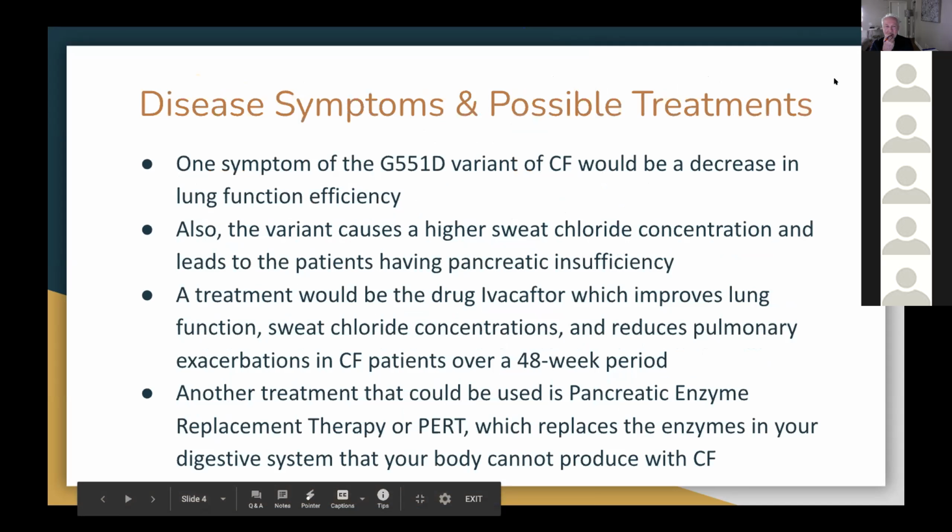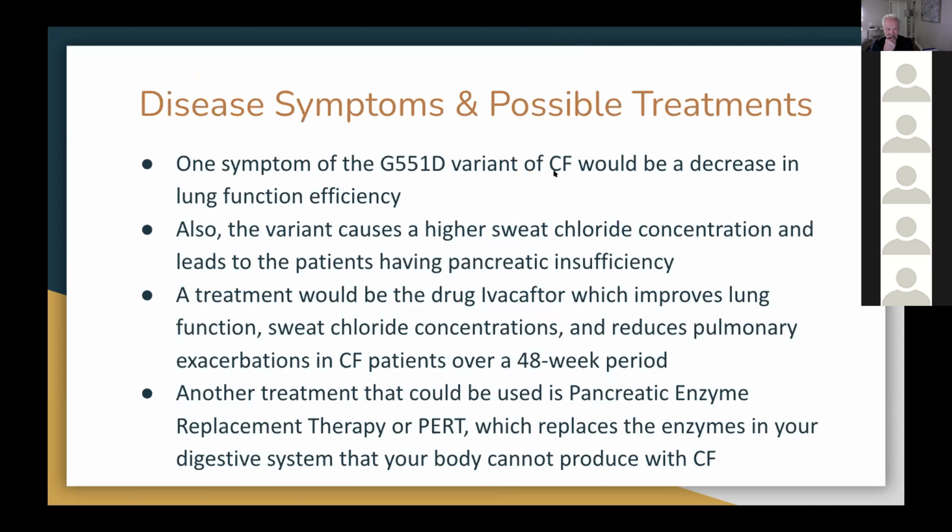The disease symptoms and possible treatments. One symptom of the G551D variant is decreased lung function. Also, a higher sweat chloride concentration leads to patients having pancreatic insufficiency. A possible treatment that has been really popular for people with this mutation is the drug ivacaftor, which improves lung function, sweat chloride concentrations, and reduces pulmonary exacerbations in cystic fibrosis patients over a 48-week period.